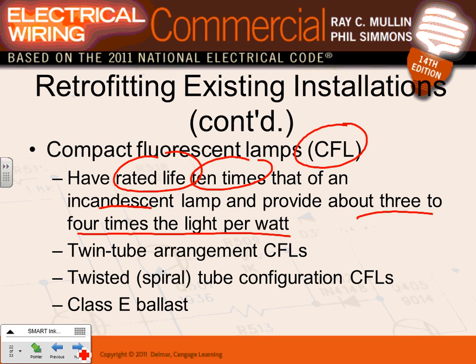Okay, you can have them in a 2 tube arrangement. These are the ones that they use for commercial, the twisted spiral ones. You guys have seen them, or a Class E ballast. So these are all the characteristics of these compact fluorescents that you can use. You can look at a couple of pictures of different types, twin tube, quad tube, and a bunch of others.